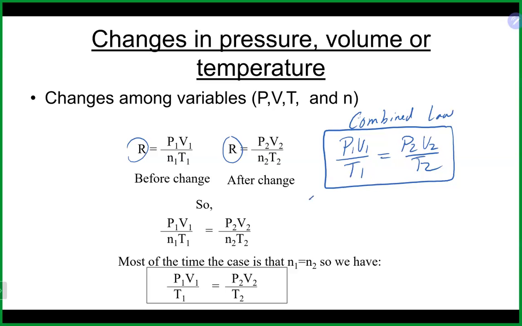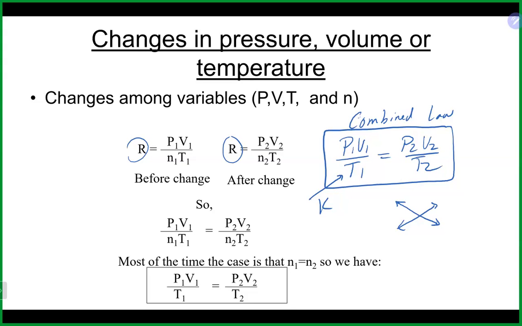And like any other gas law, we do need Kelvin on the temperature, like usual. This one gives people a little hard time rearranging. Once again, you could just do opposites. If you move across the equal sign, that should help you rearrange it correctly. So this is a really good gas law.